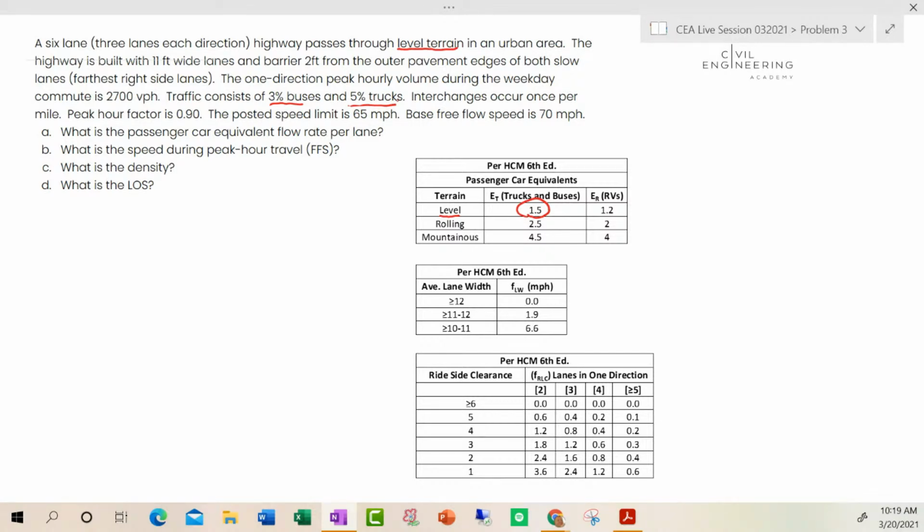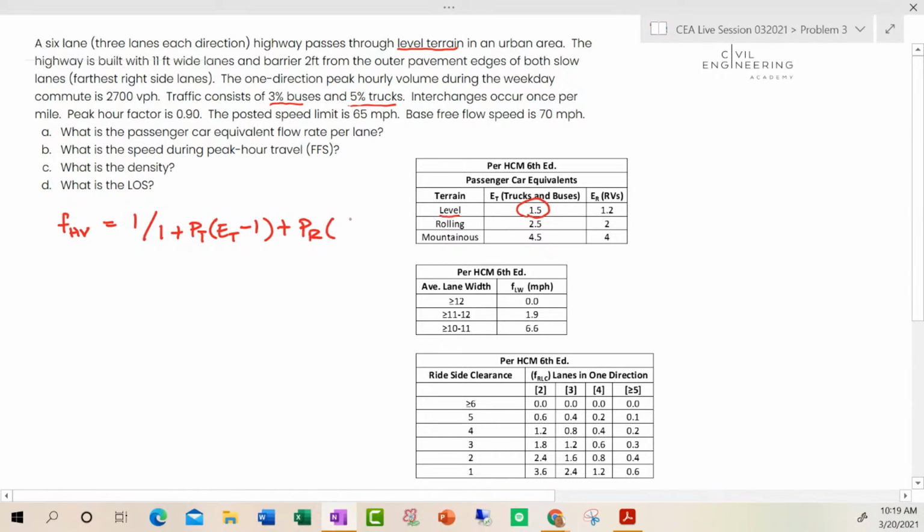And so to do that, I need to know what is called the heavy vehicle factor. So we're going to call this F sub HV, and that equals 1 divided by 1 plus P sub T, and that's your percent truck traffic times your E sub T, which is our equivalent truck factor from the table, minus 1, plus your P sub R, which is your RV factor, which we don't have any RVs in our problem, but this is the equation that you'd find in your Highway Capacity Manual to calculate your heavy vehicle factor.